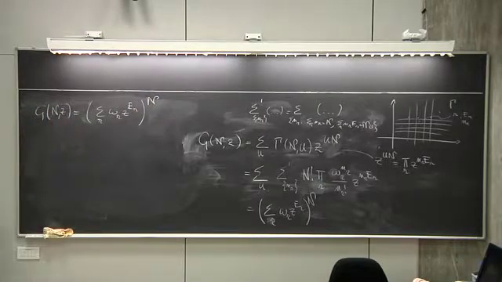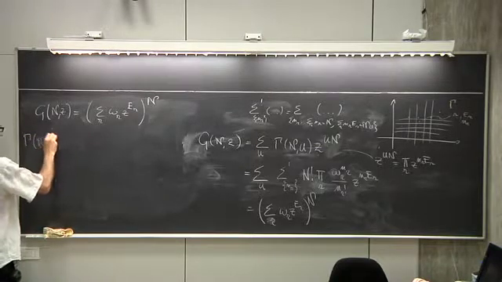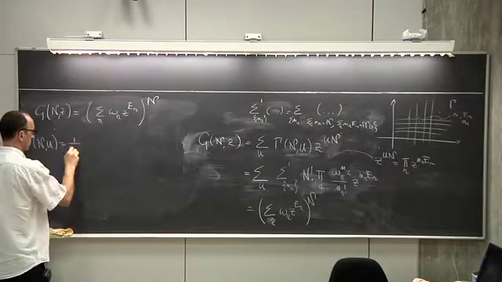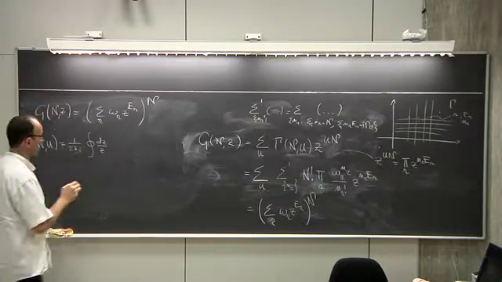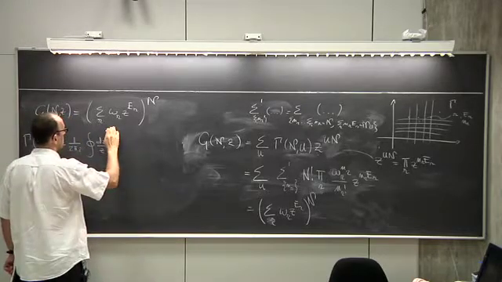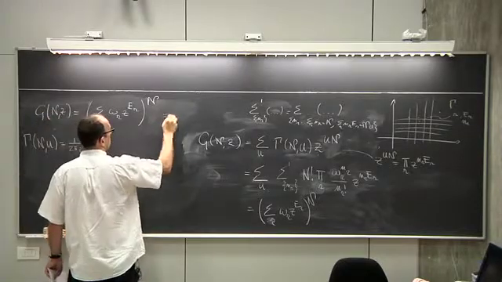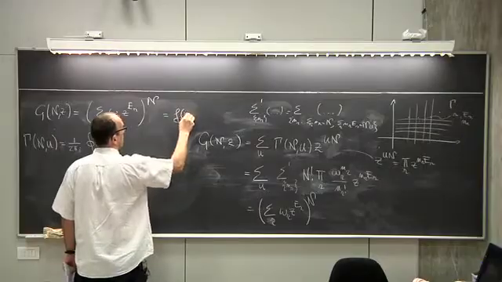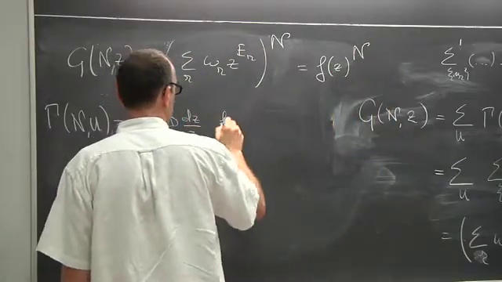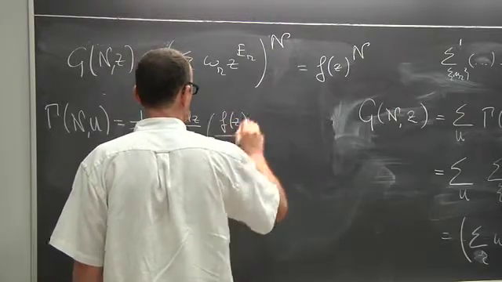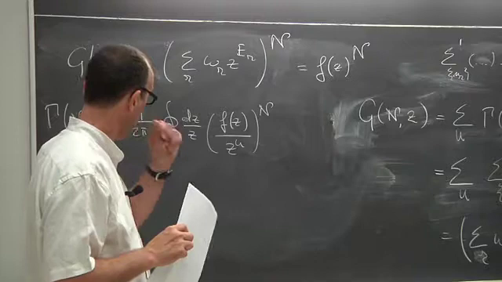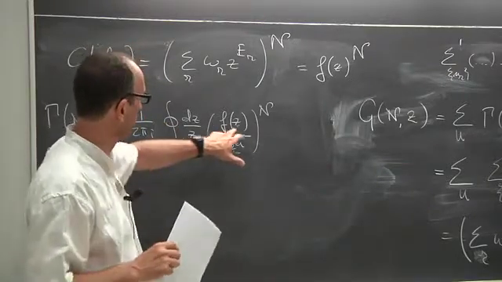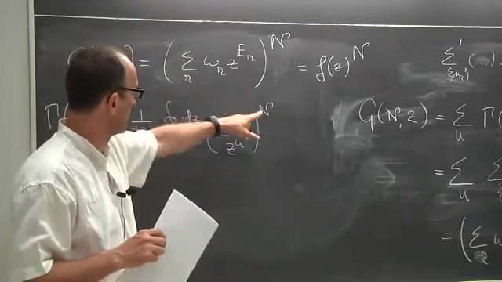So now if I want to compute the gamma of n and u, what I have to do is 1 over 2 pi i, the integral dz over z of this function here. So if I write this as f of z to the power n, here I will have f of z divided by z to the u, to the power n. This f of z to the n is just g of n and z, and then there is z to the u times n.